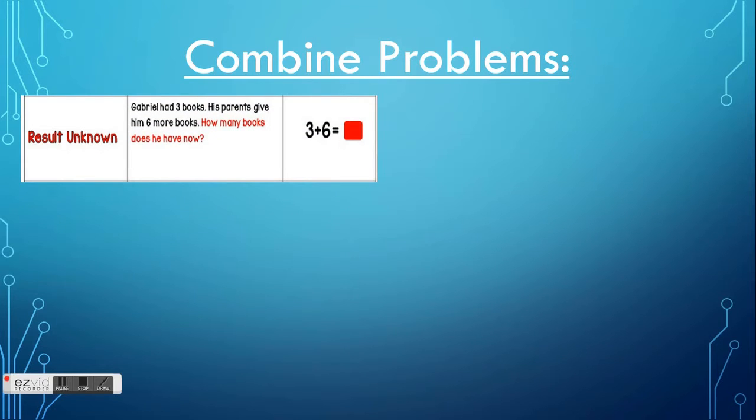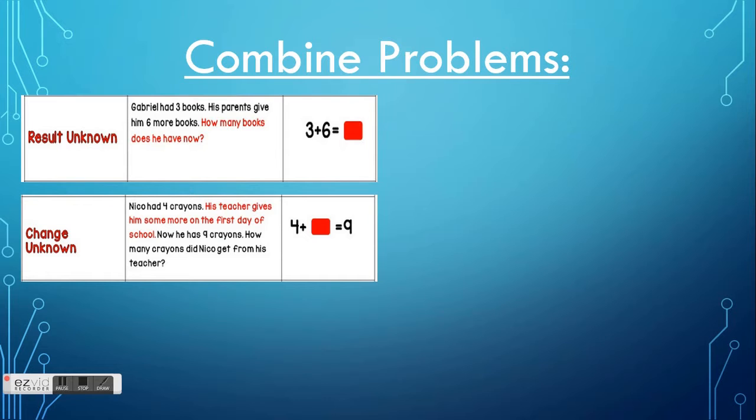The first is that basic question. Combined problems have to do with getting more of some of the same item. So you have 3 books, you get 6 more. So the first type is result unknown, and this is that very basic problem that we've already been through. The second type is change unknown. So that second digit in a problem is a change. You're changing that first number.